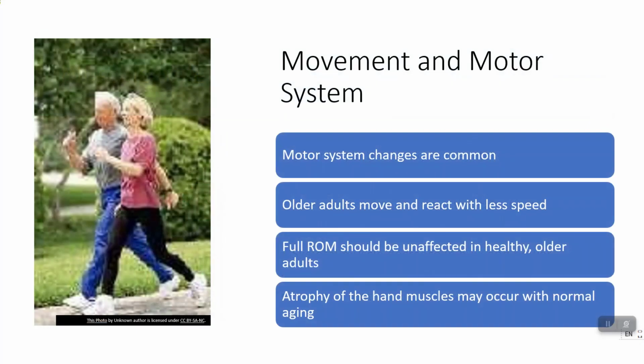There are changes involved in our movement and motor system as we age. Some of these changes are very common. We know that older adults react and move with less speed. But full range of motion should be unaffected in healthy older adults.